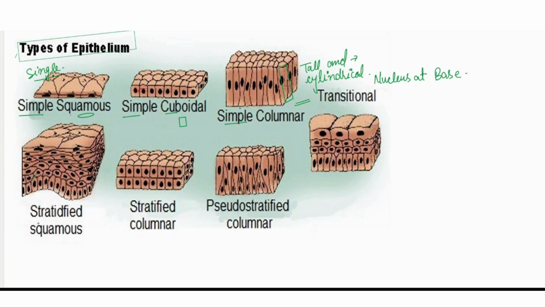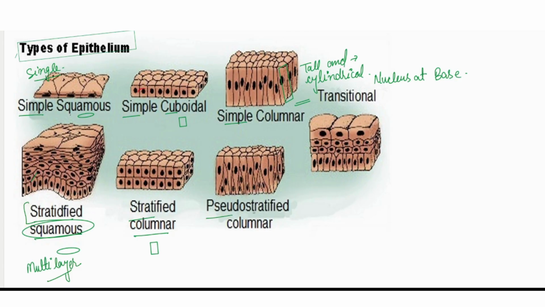Next, stratified squamous. Stratified means more than one layer would be there first of all, and squamous again would be the oval shape. Then stratified columnar means column shape but more than one layer. Here a single layer, there two or more layers, so we call it simply multi-layer. That is why it is stratified.